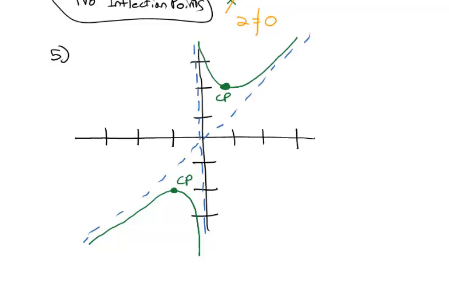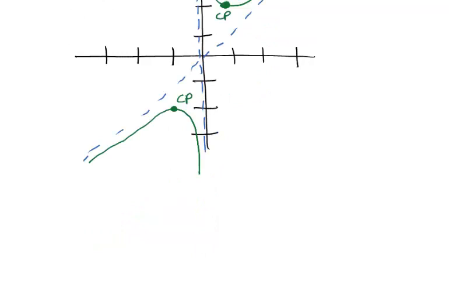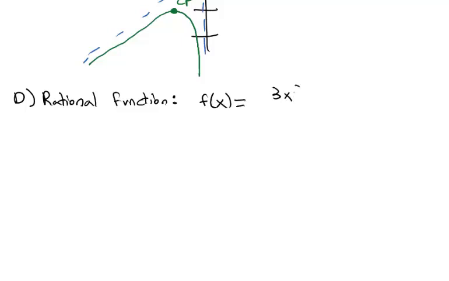Let's try one last example. Let's do another rational function, but we'll make this one look more rational, more like a fraction. We'll say the rational function f of x equals 3x squared over x squared plus 5.